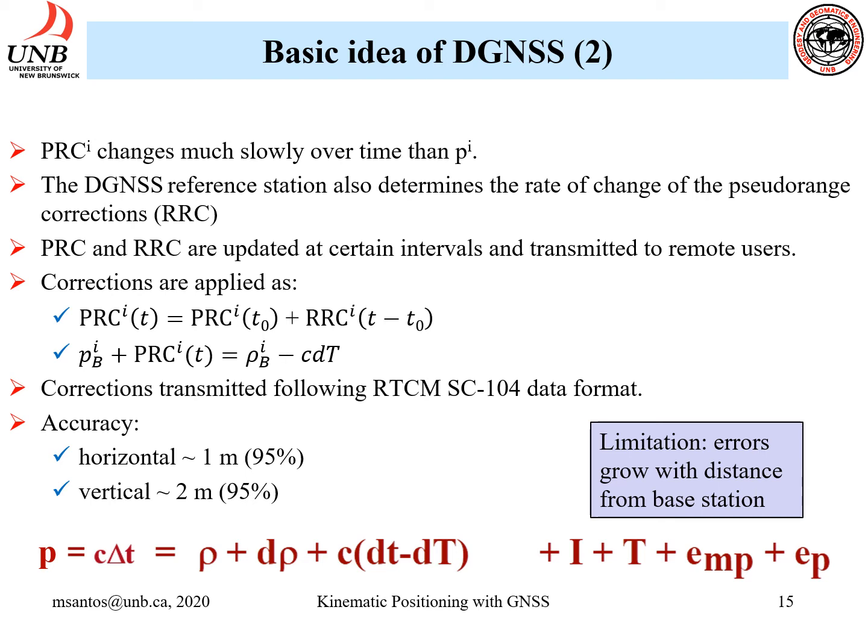Consider a generic epoch t. The pseudorange correction at epoch t is going to be the pseudorange correction at the epoch it was computed, t sub 0, plus the rate of change of the pseudorange correction multiplied by the time between the observation t and the time when it was computed.